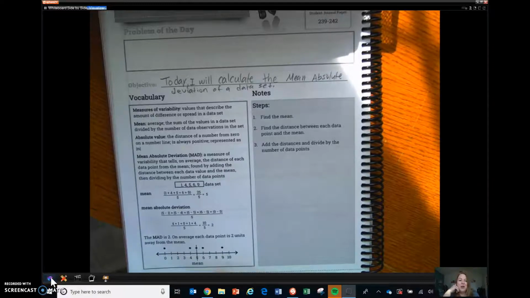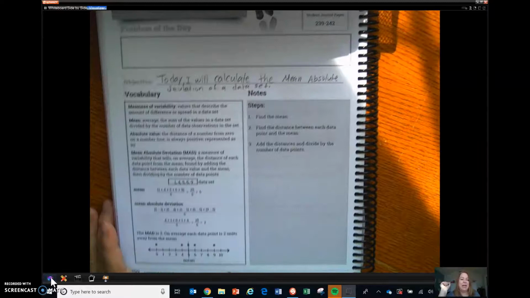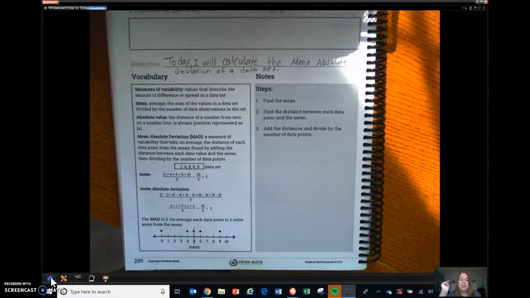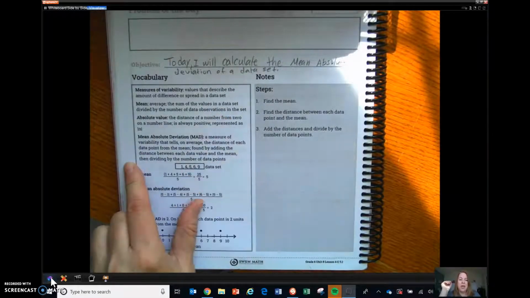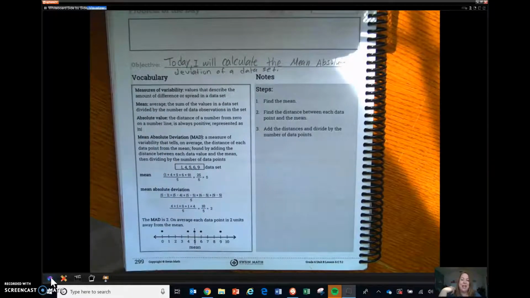Hey guys, today we are working on Unit 8, Lesson 6, and this is mean absolute deviation, which is also referred to as MAD. This is basically just figuring out how much the data points deviate from the mean. Remember, mean is the average. If you're having a hard time remembering these vocabulary words, you should absolutely be studying them. And we are going to get started.